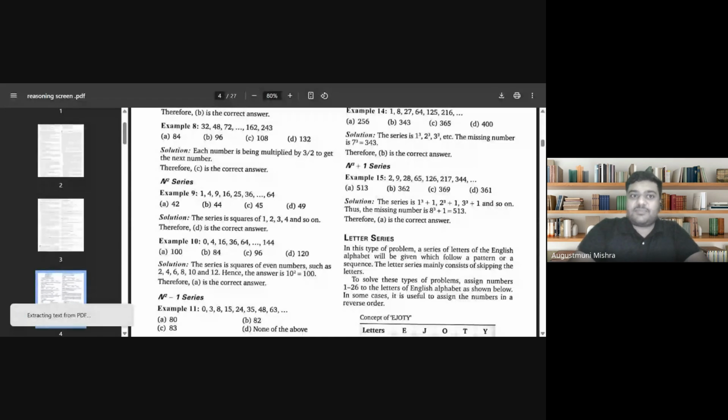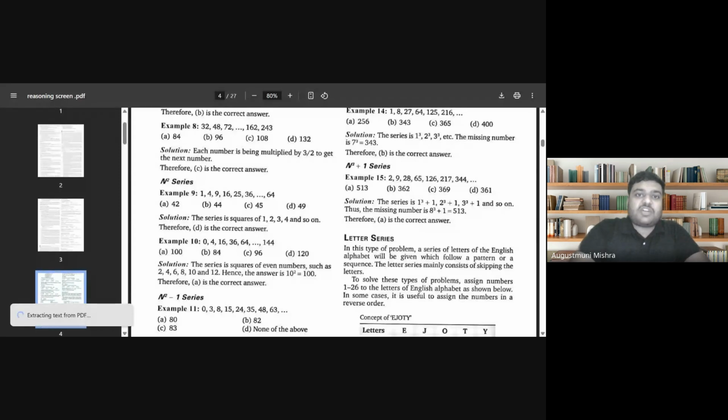Okay, this is the power series: 1, 4, 9, 16. I think it is clear to everyone what it means. They are talking about the powers, like 1 to the power 1 is 1, 2 to the power 2 is 4, 3 to the power 3 is 9, 4 to the power 4 is 16. They are talking about the squares. I think you know the concept of cubes and squares.